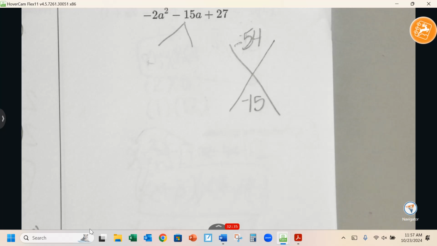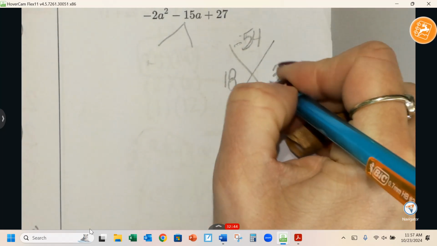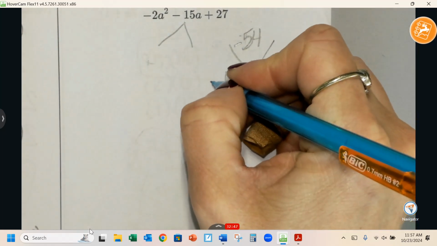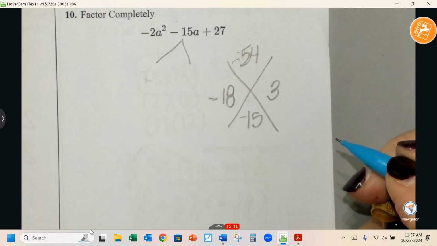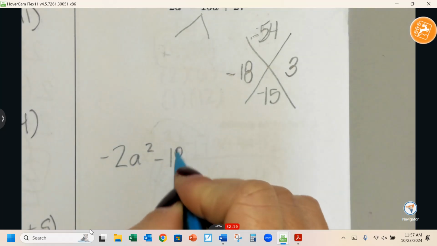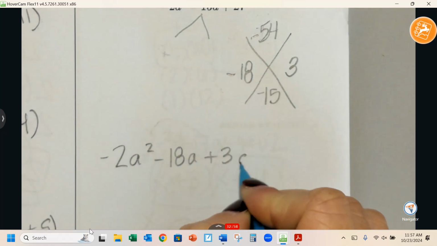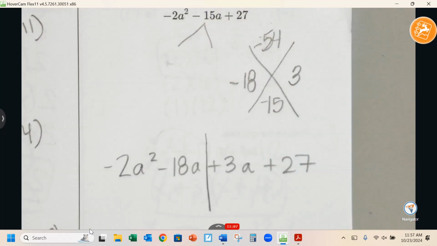Any ideas yet? Did we figure any out? Yep. 54 divided by 3 is what? There we go. 18 and 3. So I need -18 plus 3. Good job. So I'm going to rewrite it. -2a squared minus 18a plus 3a plus 27. So I just broke that apart so I can factor by grouping, separate it, meet me at the answer.